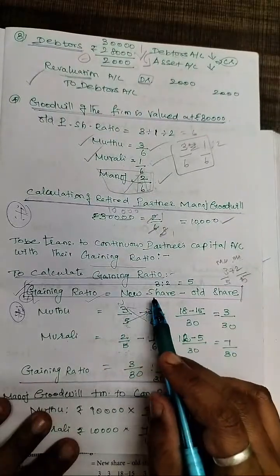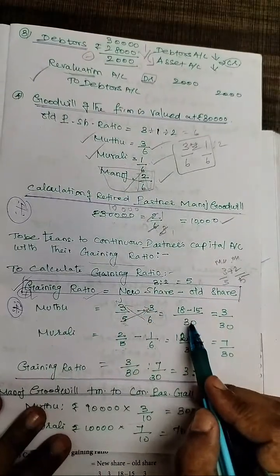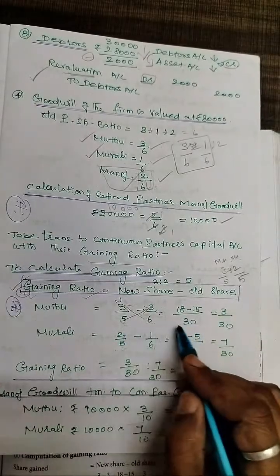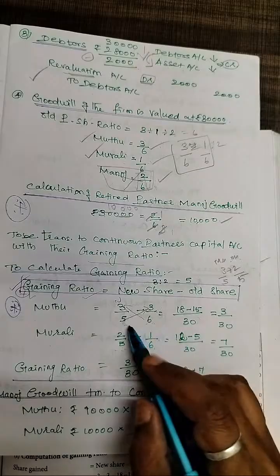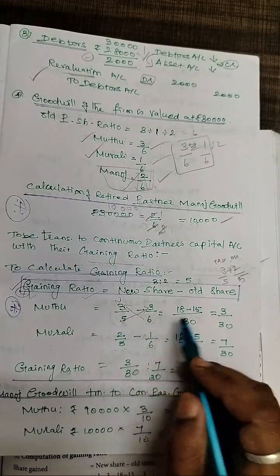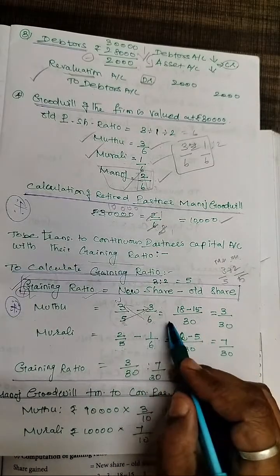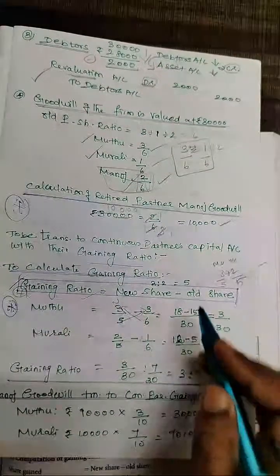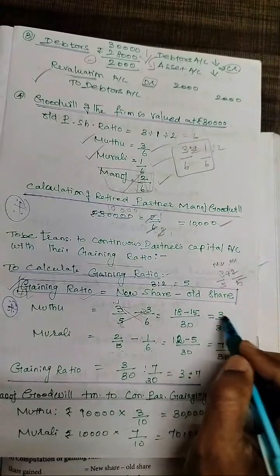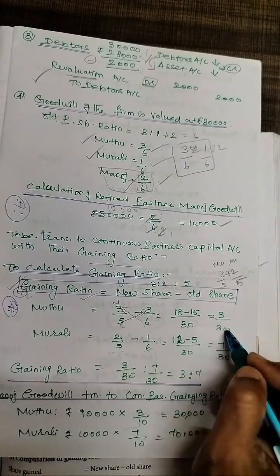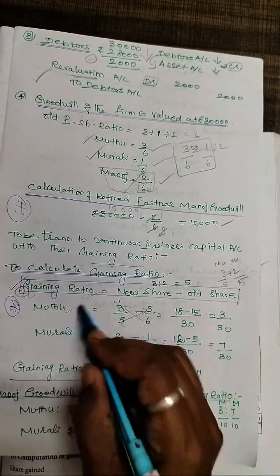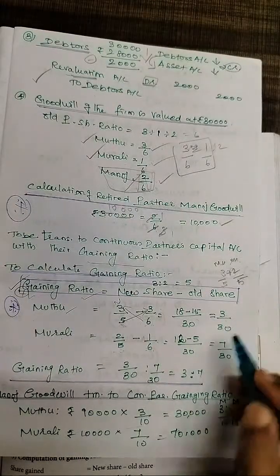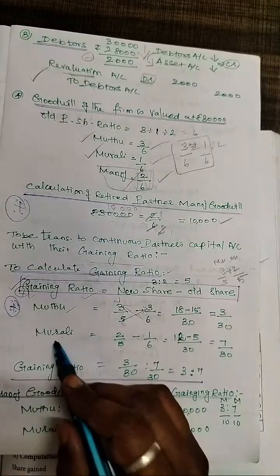Now we have to subtract the new share and old share. If we have different denominators, we can't subtract. Only if we have the same denominator can we subtract. So we come to the same value on the denominator. 18 minus 15, you will get 3. So 3 by 30 is Muthu's gaining ratio.